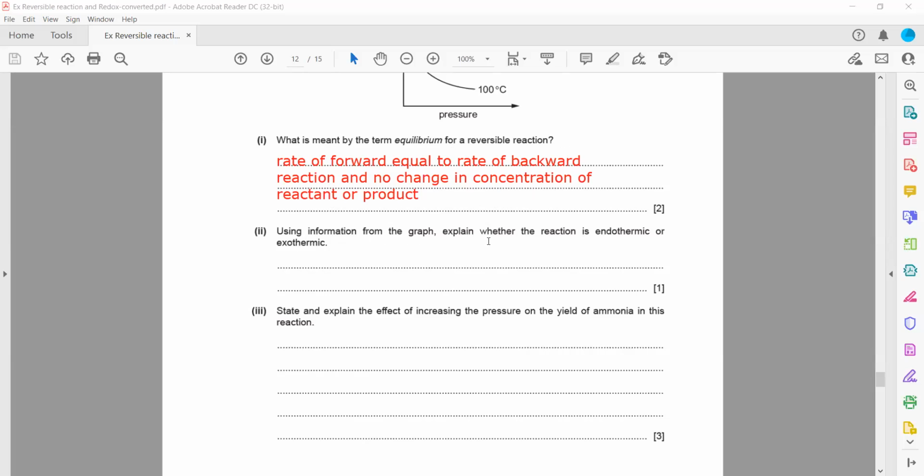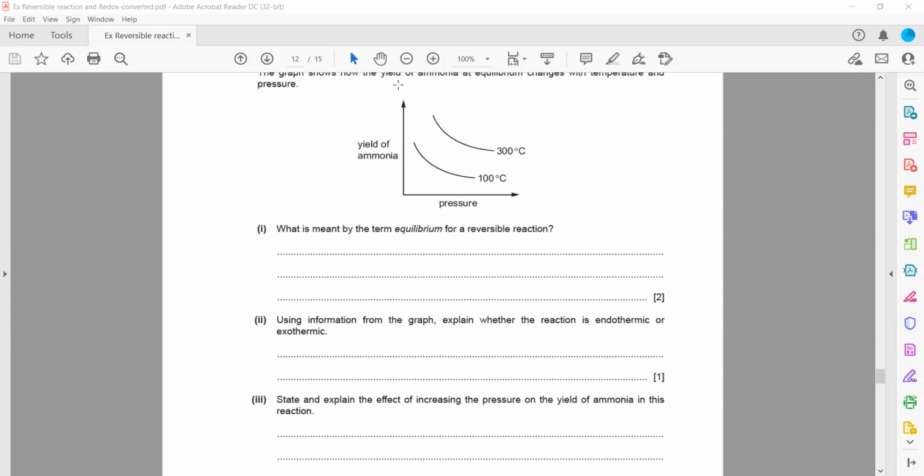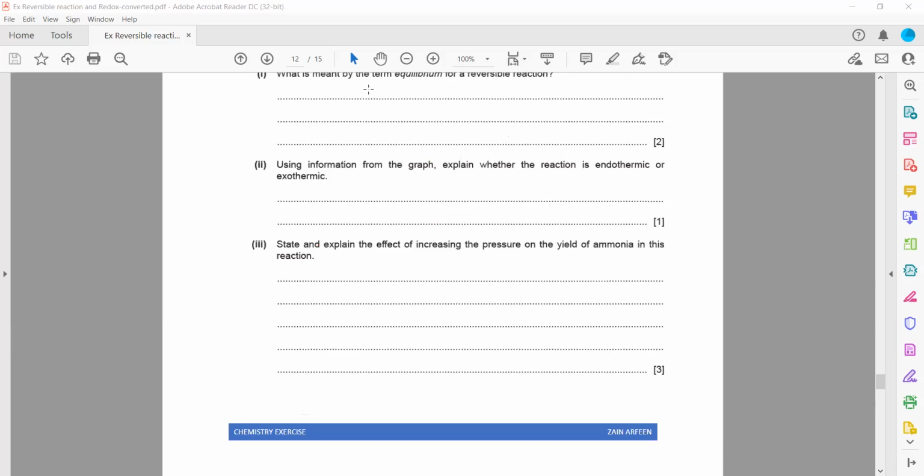Use information from the graph to explain whether the reaction is endothermic or exothermic. How do we identify it? As you can see, at 300 we are getting more product. At 100 we are getting less product. So if we increase the temperature, we get more product. When we increase the temperature and get more product, it means the reaction is endothermic, because for an endothermic reaction, an increase in temperature shifts the equilibrium towards the right hand side. So we'll get a greater yield.